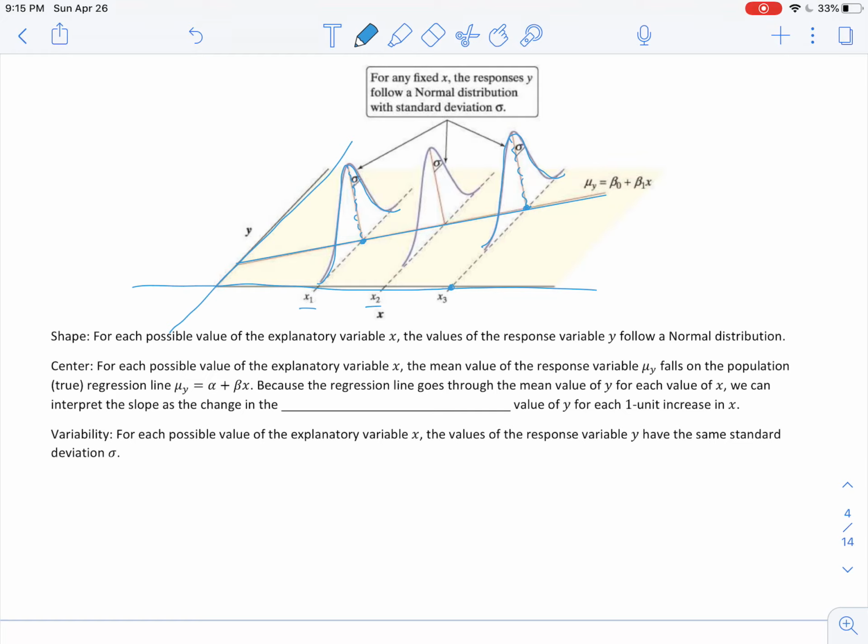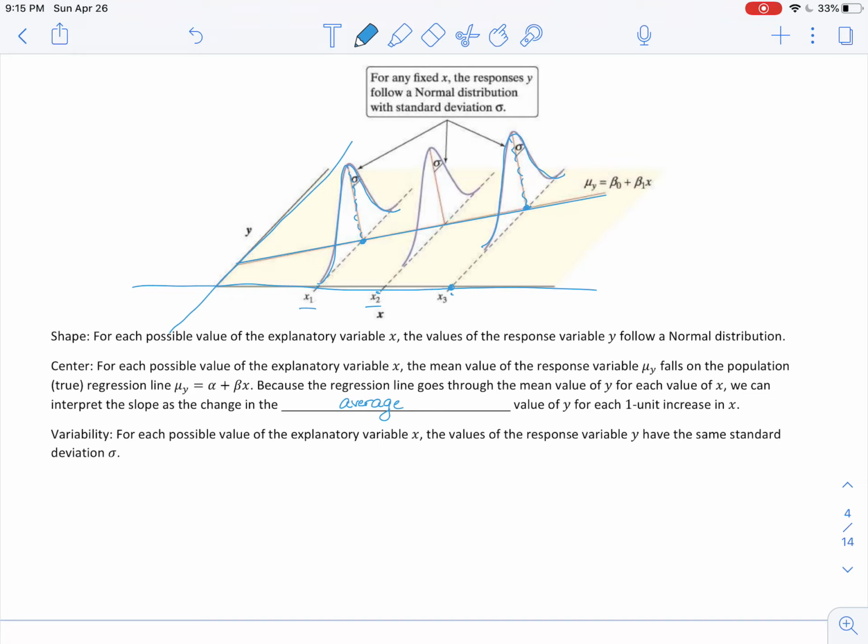Because the regression line goes through the mean value of y for each value of x, we can interpret the slope as a change in the average value, because again, mu sub y is the average, for every one unit increase in x.